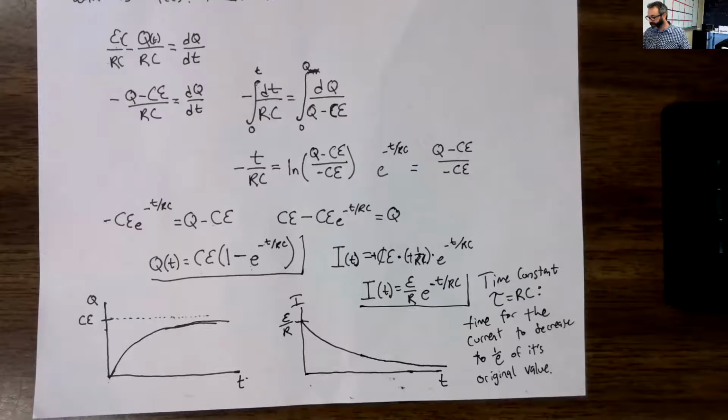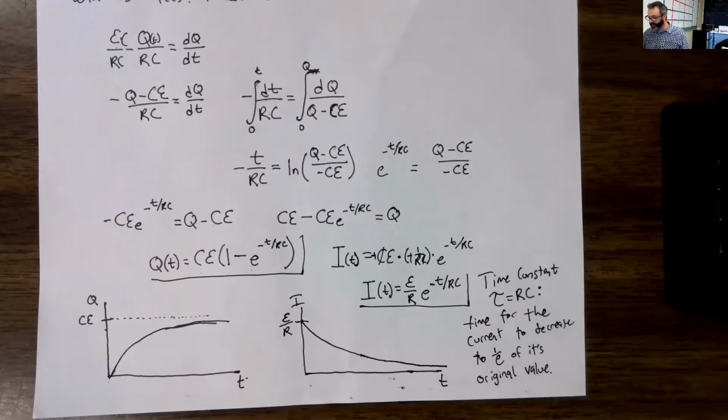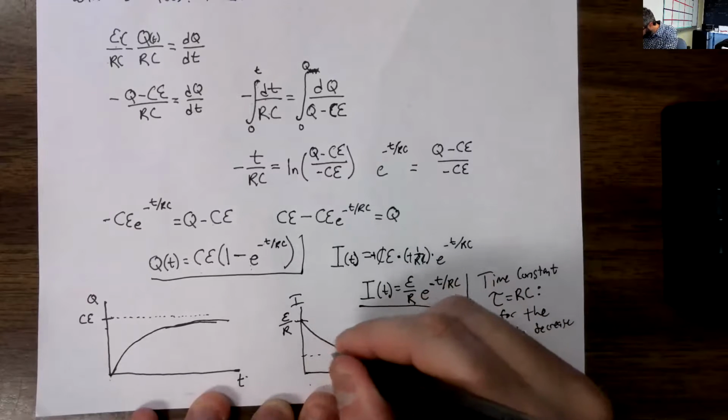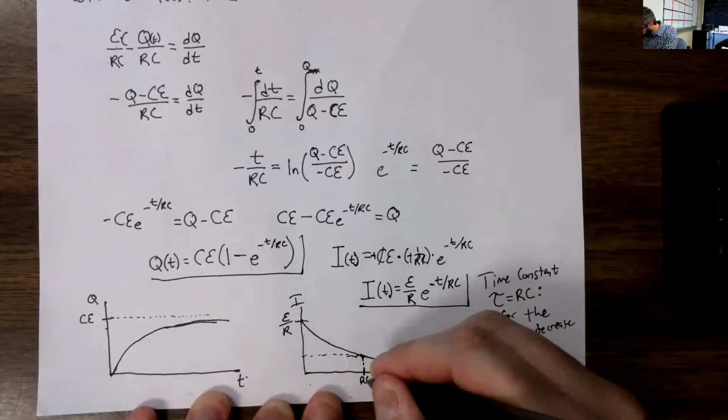So if your original current was 3 amps, after one time constant, R times C, you should be down to about 1 amp. After another RC amount of time, you're down to a third of an amp. After another, you'd be down to a ninth of an amp, and so on. So that's what the time constant means: the time for the current to decrease to 1 over e of its initial value. I'm just ballparking it, but this would be about here, time equals RC.